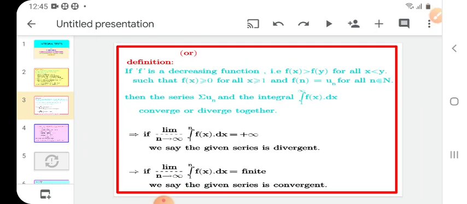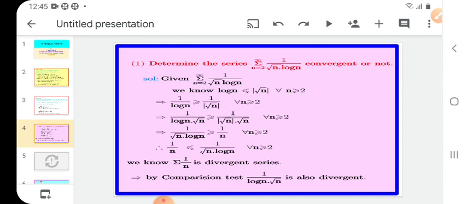When we use this test, if the given series does not make it possible to find whether it is convergent or not by using all the earlier tests. See what is the sum here? Determine the series summation n equals 2 to infinity 1 by root n into log n.